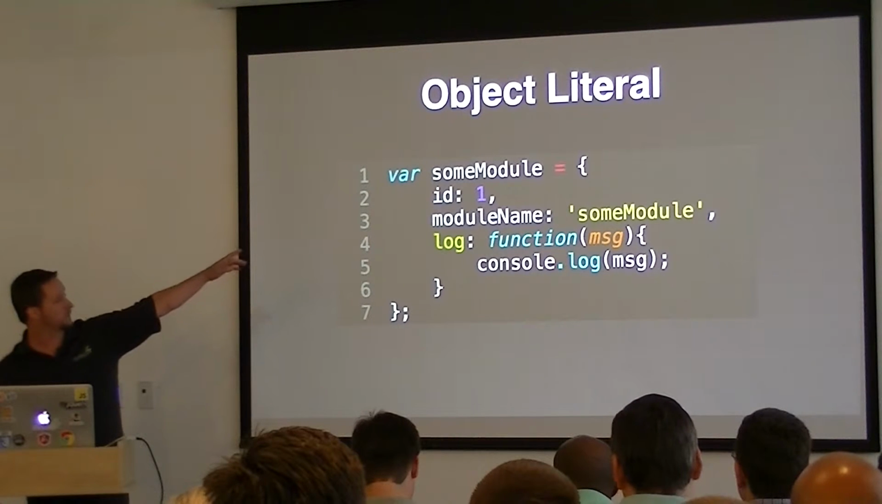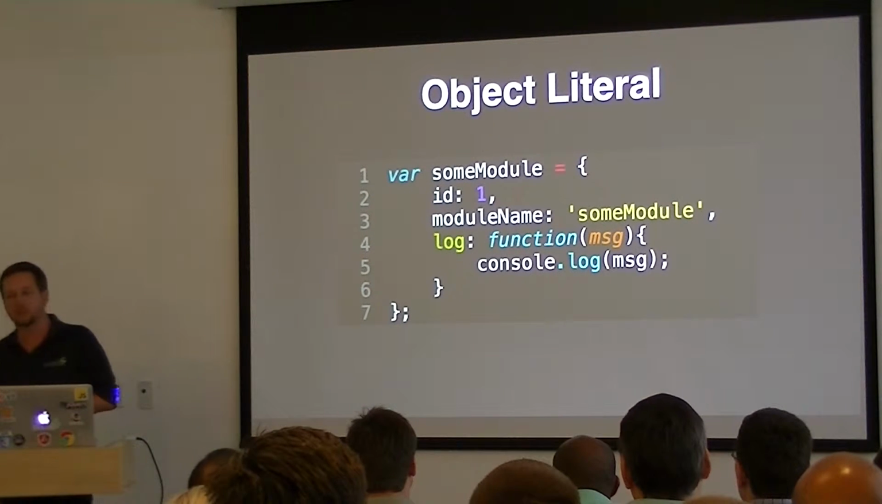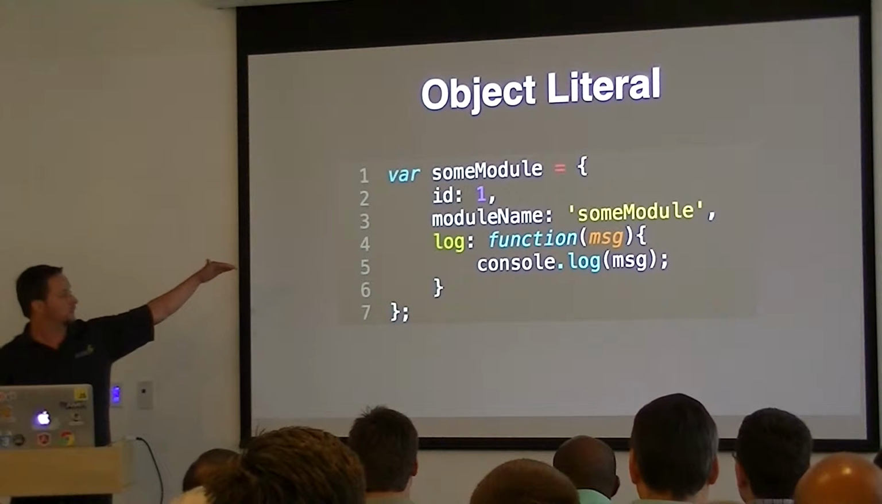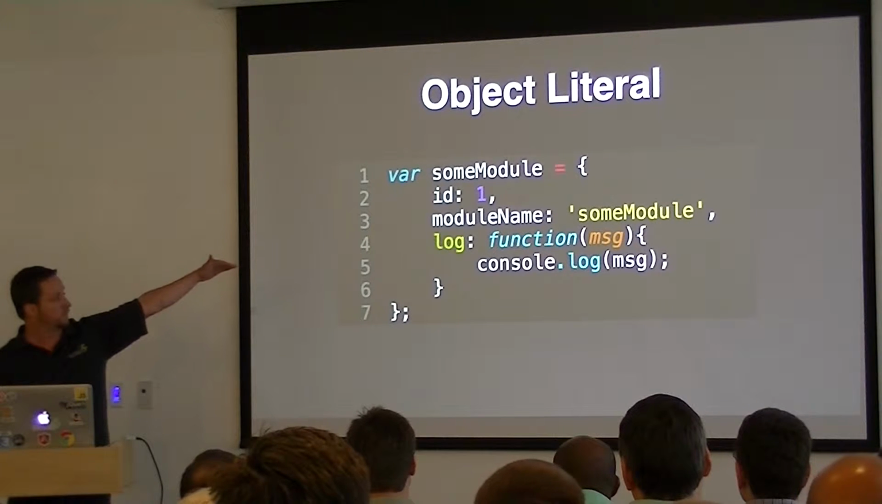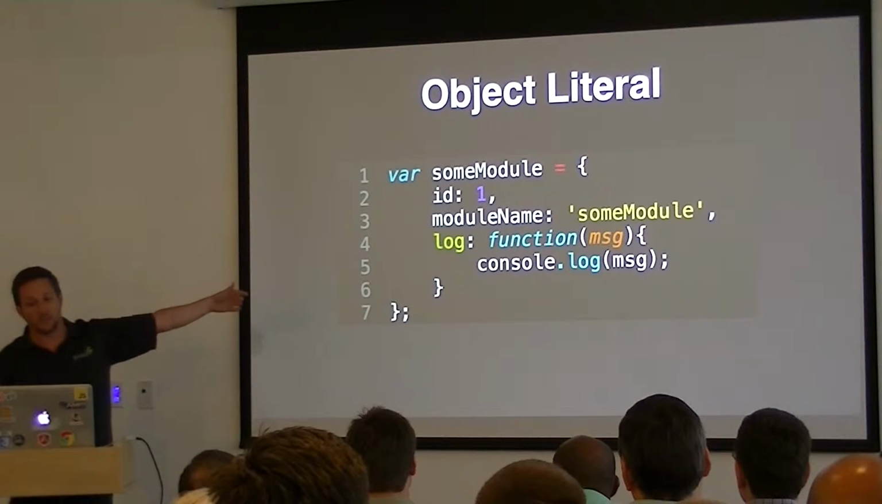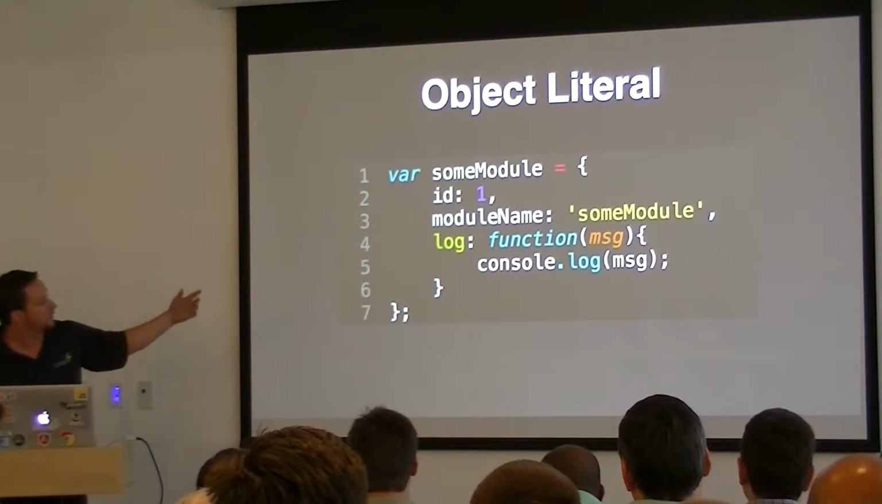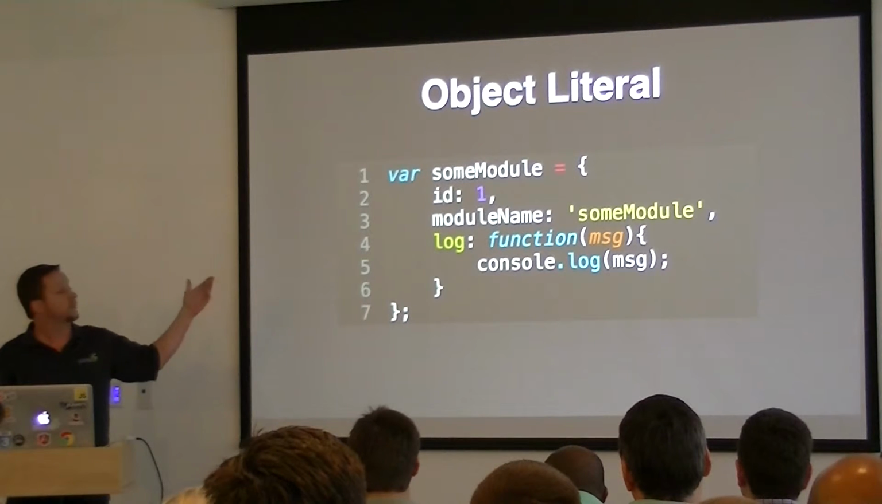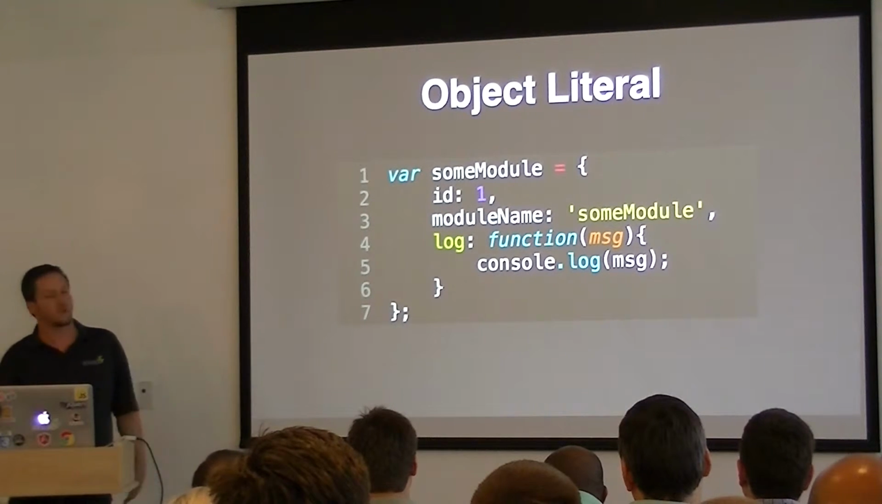Now we have the braces at the top, braces at the bottom, and now we just have our property list. Again, object literal, each property with a comma at the end, and then the next property. Even a property or a method like log could be a function instead of just a value. You can pass in a function, and then you can call sommodule.log, and it would do the console log for you.